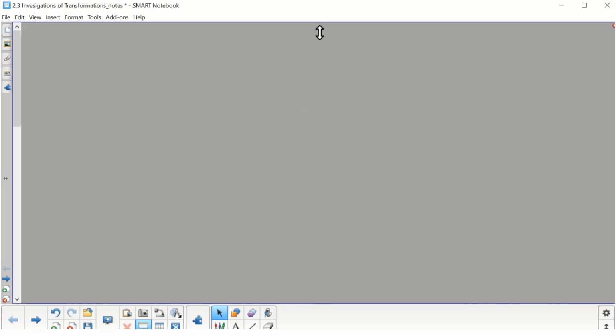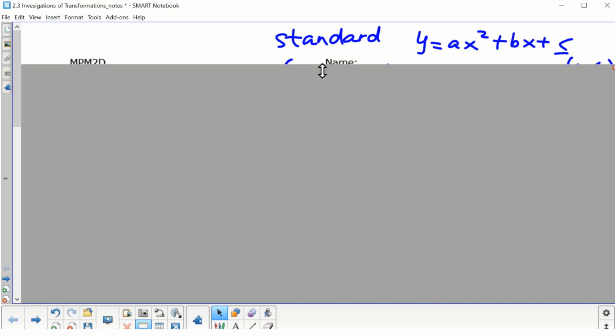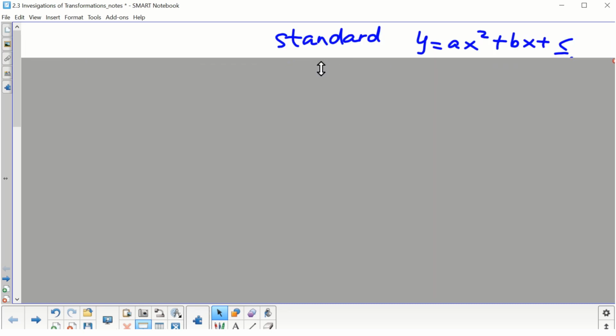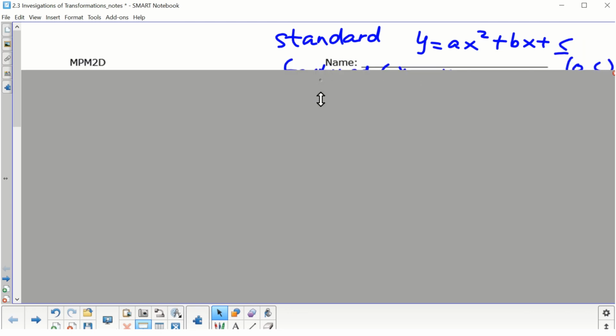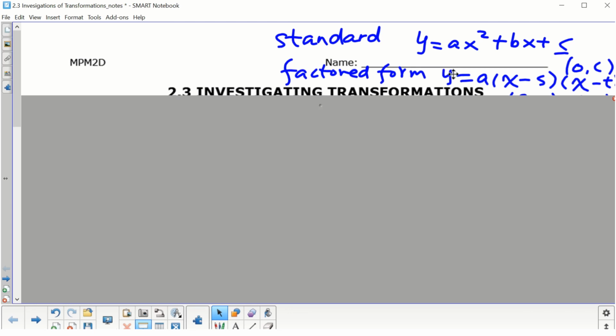So today's lesson we are going to go over different forms of quadratic relations. The first one is standard form. From this one we can find the y-intercept right away. Then also we have learned the factored form: y equals a bracket x minus s bracket x minus t. S and t are the x-intercepts, and from here you can find the vertex. Then do the graph accordingly.